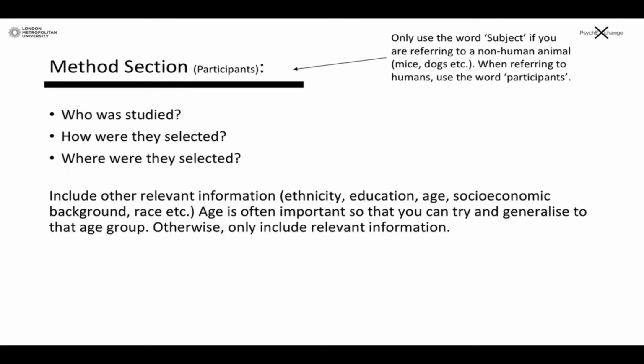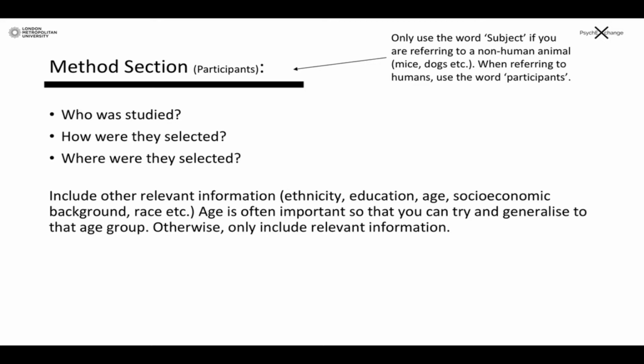Okay, so the first part of the methods is usually the participant section. But please note that you only use the word participant when you are referring to humans. You use the term subject when you are referring to non-human animals such as dogs or mice or whatever it is. In this section, you need to describe who is being studied. How were they selected and why were they selected?